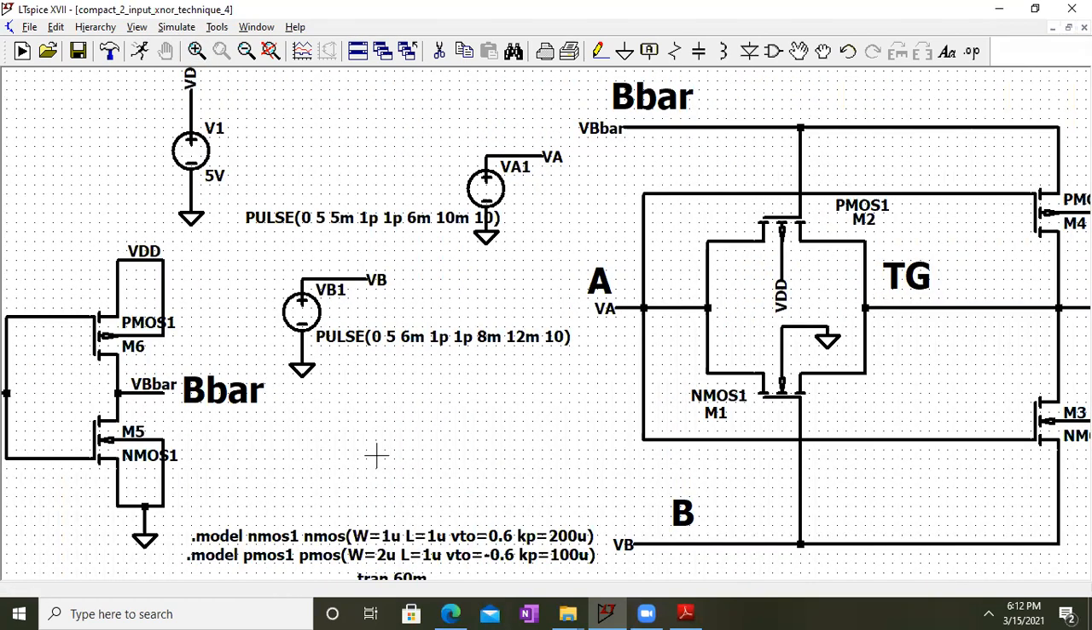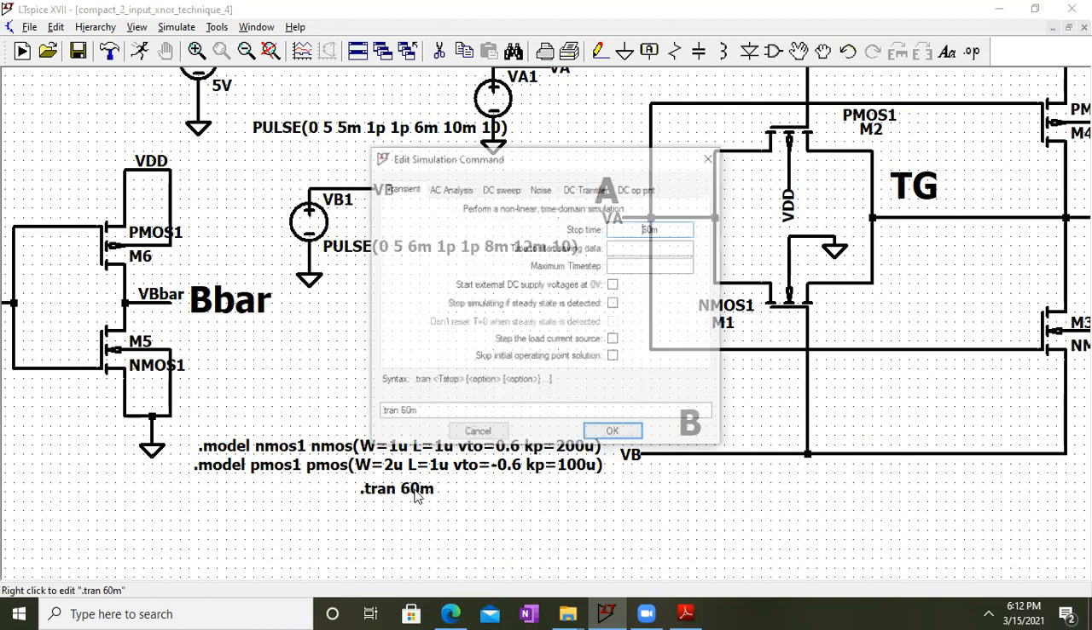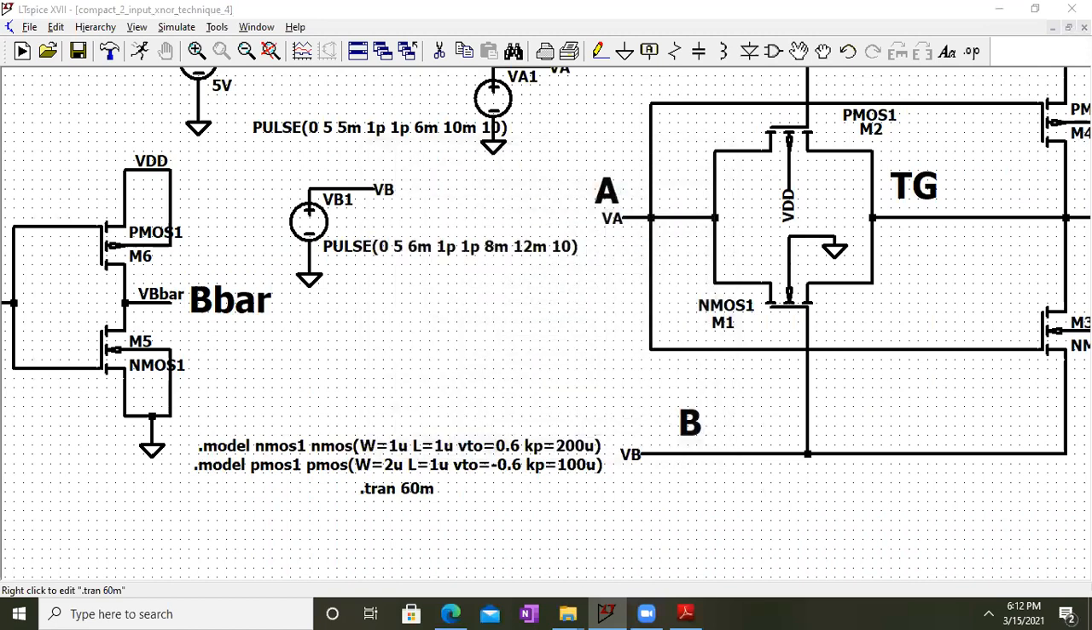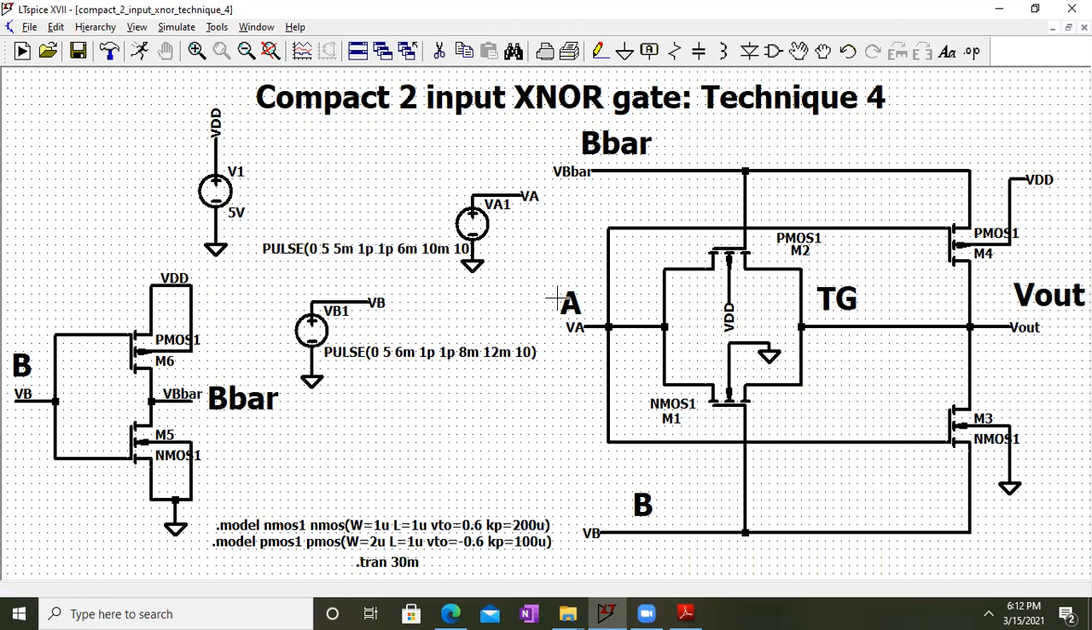First of all, let us see what will be the dot model statement. We have defined the dot model statement for NMOS and PMOS separately, and the threshold voltage is 0.6 for NMOS and minus 0.6 for PMOS. Let us give the dot tran as around 30 milliseconds, instead of 60, because we want to view VA versus time, VB versus time, and Vout versus time. And the power supply VDD is around 5 volt.